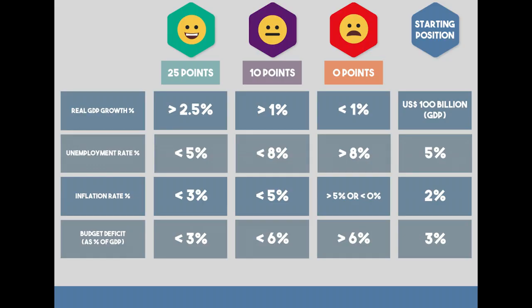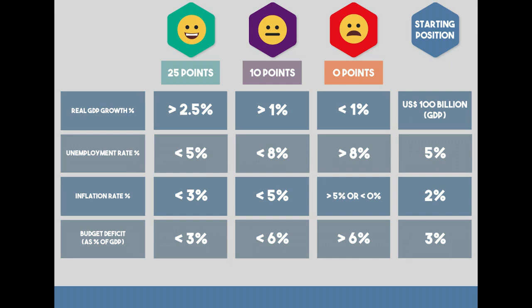Unemployment needs to be low. Inflation should also be low but not negative. Negative inflation or deflation is very destabilizing for an economy. Finally, the budget deficit, measured as a percentage of GDP, should also not be too high.